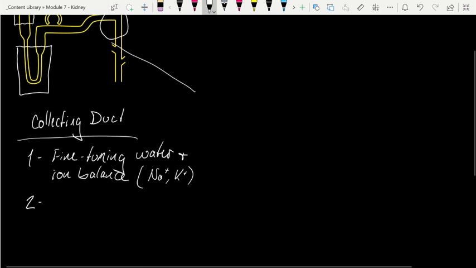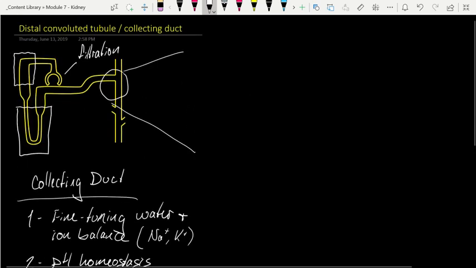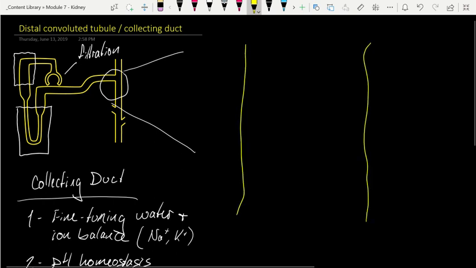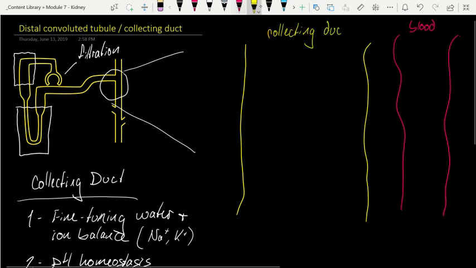And number two, this is all about pH homeostasis, making sure that the body stays at a consistent pH around 7.4. So let's see how this might work. If this were the collecting duct that we just zoomed in on, let's put over on this side the blood. Let's list this collecting duct. And let's start with the first role, which is the fine-tuning of water and ions.